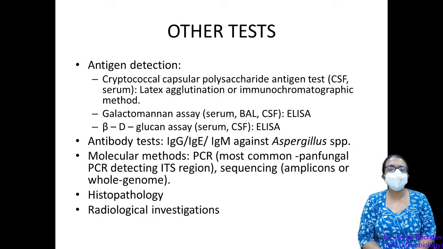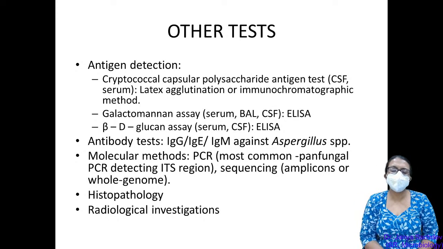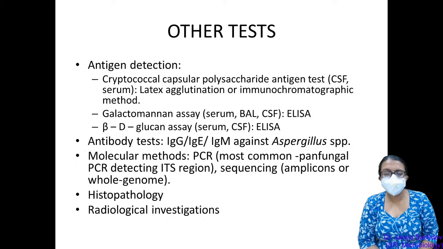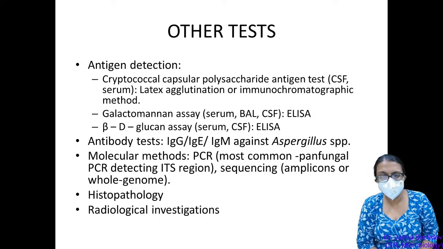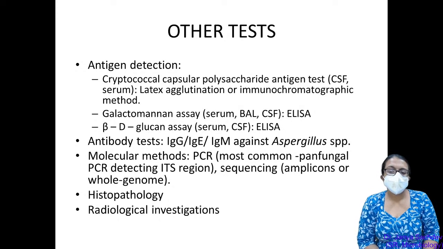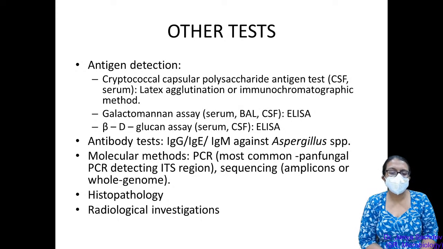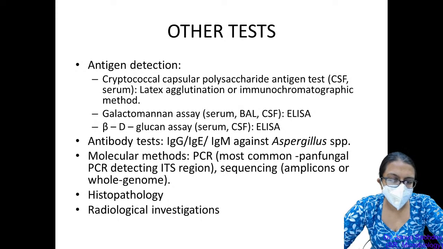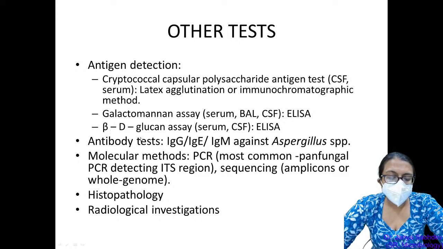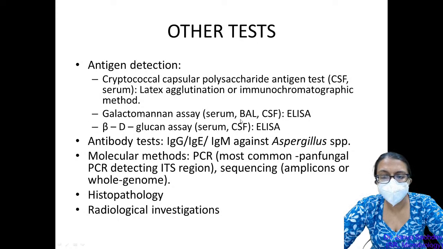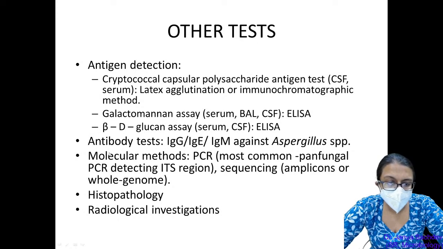Another antigen detection test which is becoming very common is the galactomannan assay. This is used to detect aspergillosis. This is done on serum, on BAL, and now it's recently been standardized for CSF also. This is done in an ELISA format. We use that to detect the galactomannan antigen of Aspergillus primarily, in cases of suspected pulmonary or even invasive aspergillosis. Then there's another assay called the beta-D-glucan assay, which is also done in ELISA format, on serum or CSF, and this is mainly used to look for cases of candidiasis, systemic or disseminated or invasive candidiasis.